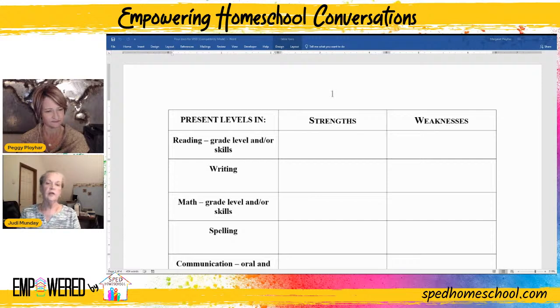So in reading, that would be some areas of weakness, but maybe some of her strengths are that she's a great listener for the stories and she can remember what she's listening to. So maybe you've just talked yourself into understanding that audiobooks are a good choice. Right. Writing, you want to know what are the child's strengths and what are the child's weaknesses.